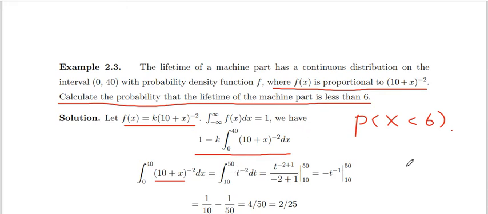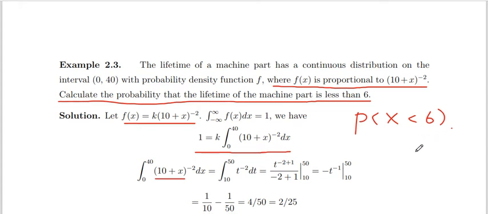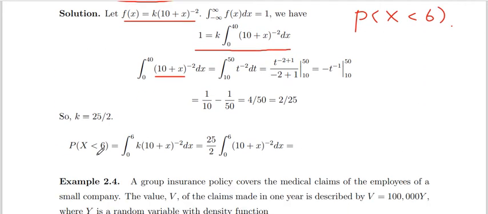So once we find this k, then to find this probability, it is just integration between 0 and 6, right? We take k out, so this is just this integration. For this integration, it is quite the same.